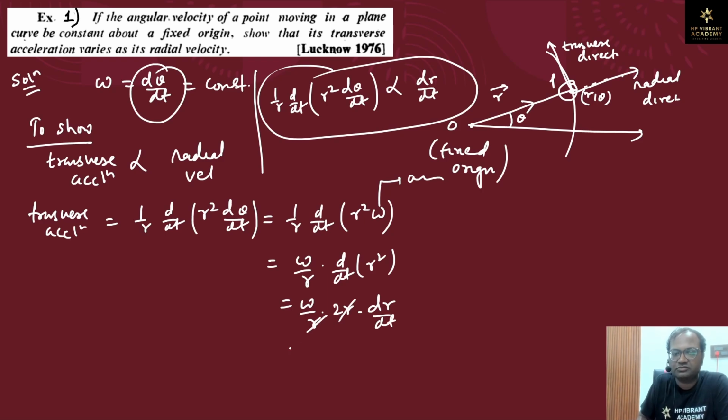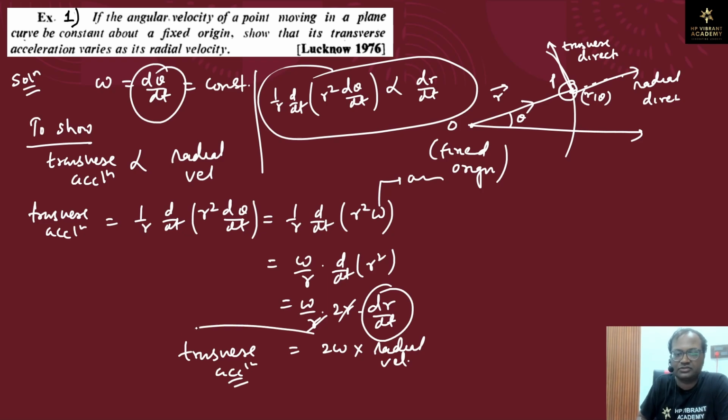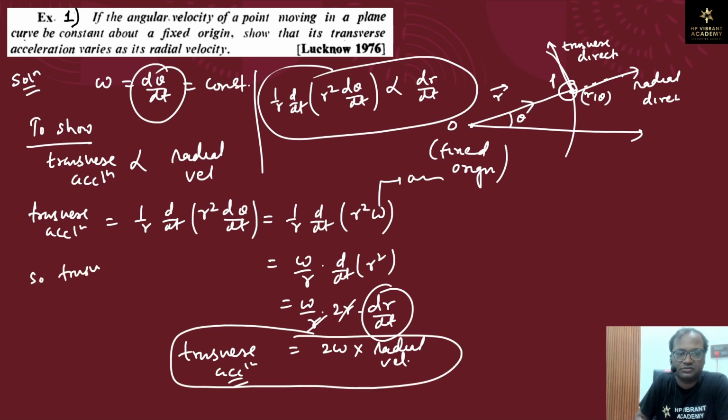The r gets cancelled. So we have 2 omega into dr upon dt, and dr upon dt is the radial velocity. And this is the transverse acceleration. So this is our expression. So transverse acceleration is proportional to radial velocity.